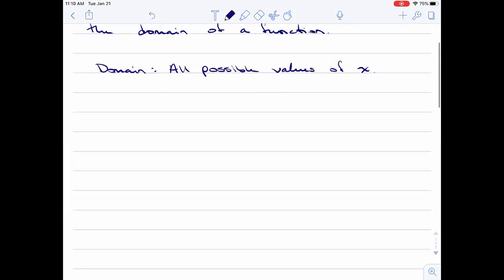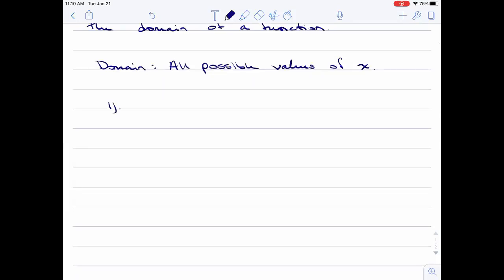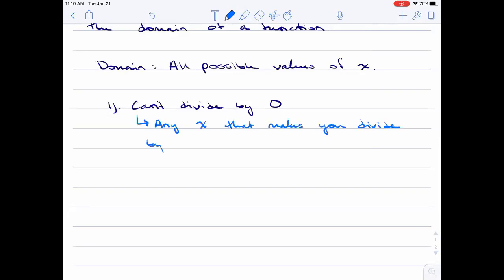And so the first one to keep in mind is that we can't divide by 0, right? Which means any x that makes you divide by 0 is not in the domain.